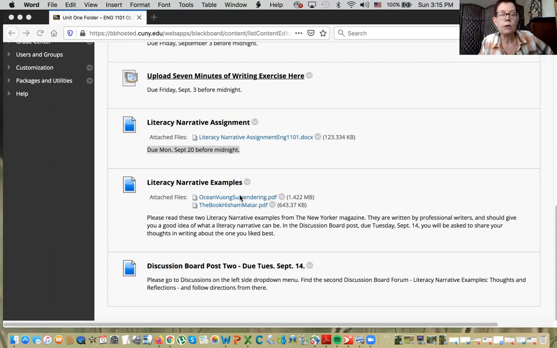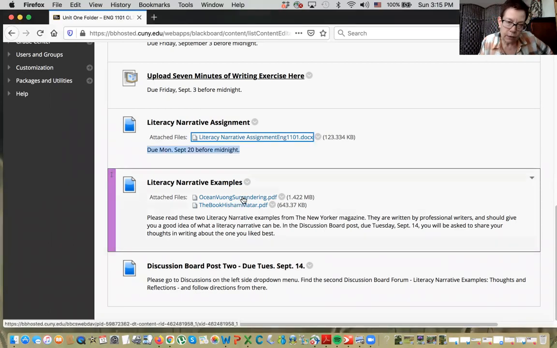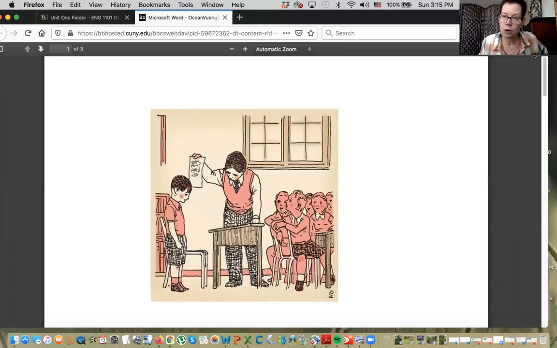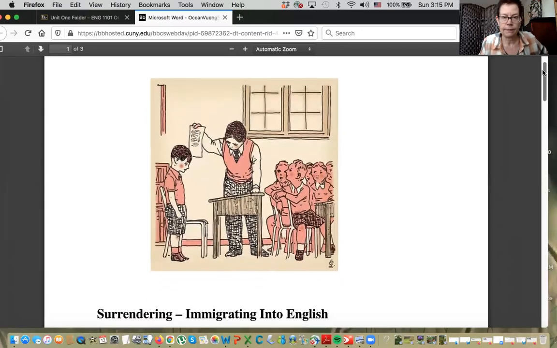Okay, so you are to read both of these. This is your assignment for this week. Read both of these literacy narrative examples and then choose one to write about in the discussion board forum. So let's just click on one of them here. They're both PDFs. They should open up really easily, right?